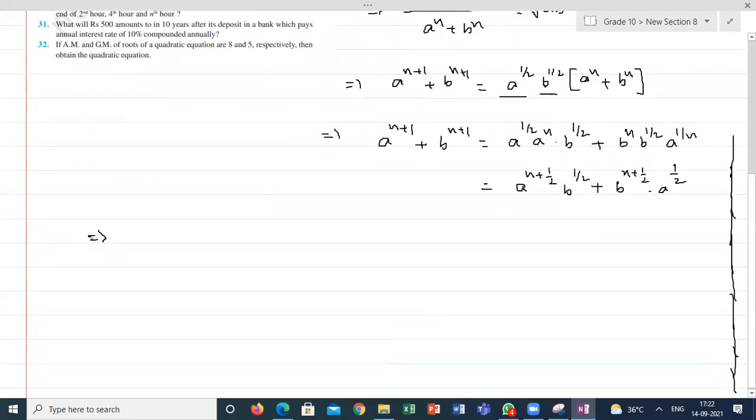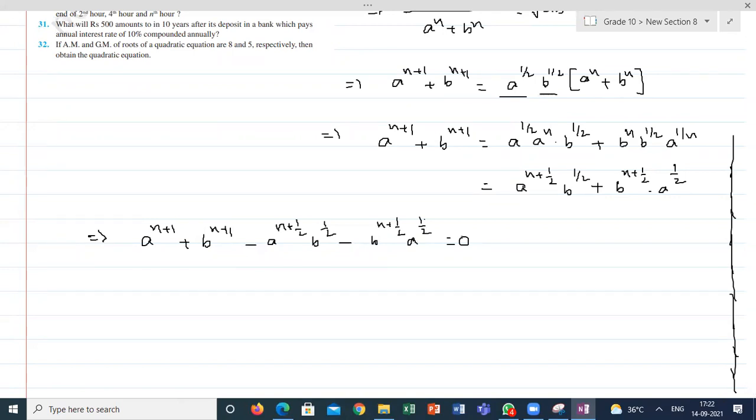Nothing is there in this question actually. So this will be a power n plus 1 plus b power n plus 1 minus a power n plus 1 by 2 into b power 1 by 2 minus b power n plus 1 by 2 into a power 1 by 2 is equal to 0. Any idea, guys, after this how to proceed, students? Factorization is important. How will we factorize?